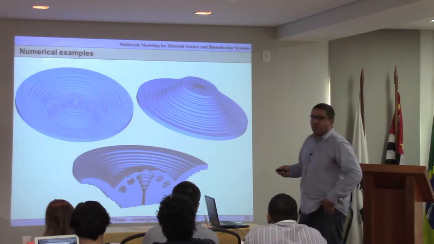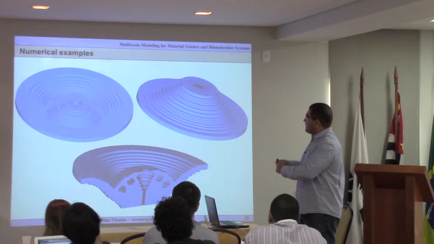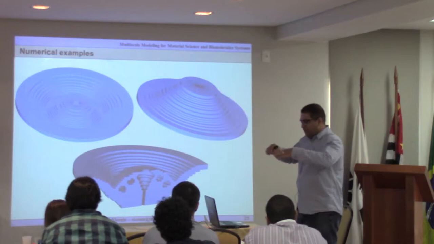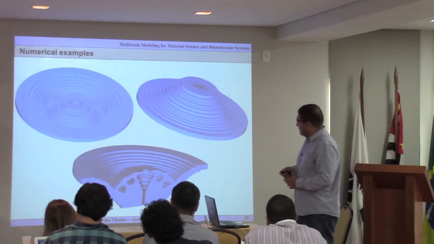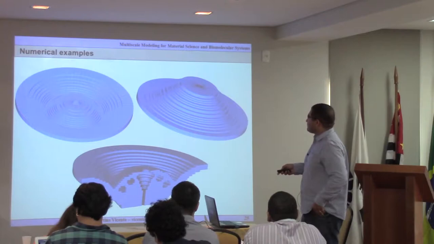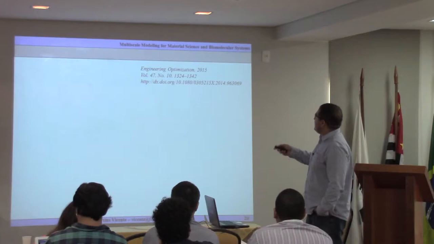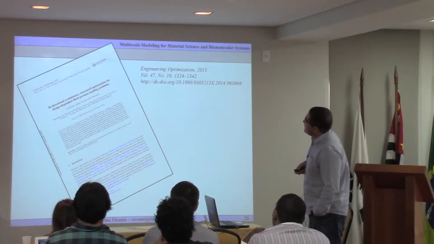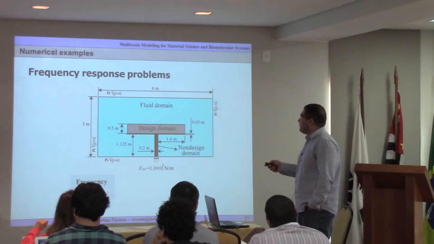So here we have only the structural part, but in the simulation we have a fluid on top of that structure, applying the pressure, and we want to optimize this structure. We can see here the internal cavities in the 3D structure. This result was presented in the Engineering Optimization journal in 2015. Yeah, last year it was presented in the Engineering Optimization journal.